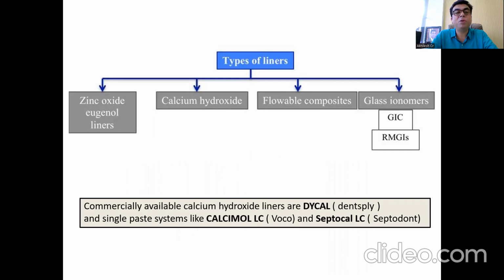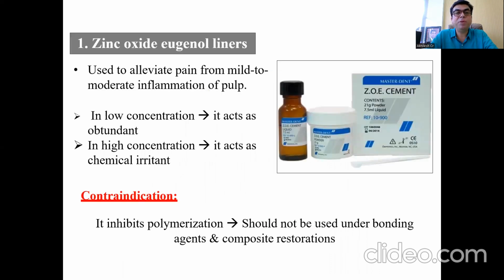The types of liners are zinc oxide eugenol, calcium hydroxide, flowable composites, and glass ionomers like resin modified glass ionomer. I'll just brief you a little about zinc oxide eugenol liner. It is used to alleviate the pain from mild to moderate inflammation of the pulp. In low concentration, it acts as an obtundant, and in high concentration, it acts as a chemical irritant. The contraindication of zinc oxide eugenol liner is that it inhibits the polymerization reaction, so it should not be used under bonding agents and composite restoration.